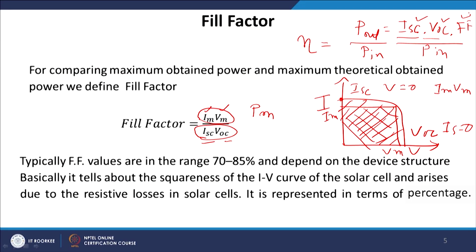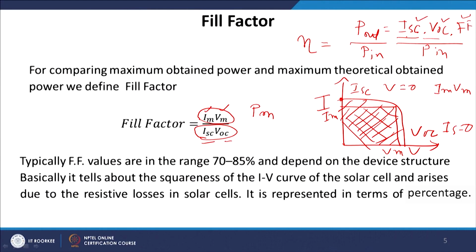Let us say somebody is measuring the solar cell efficiency for an input power of 500 watt per meter square, and another person is measuring for 1500 watt per meter square. Obviously, even if we keep ISC, VOC and FF the same, since P input is different, for the same values of the IV curve, my efficiency will be different.